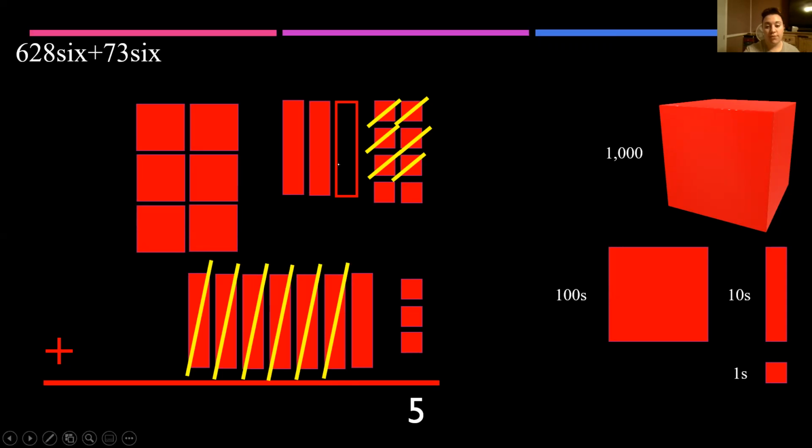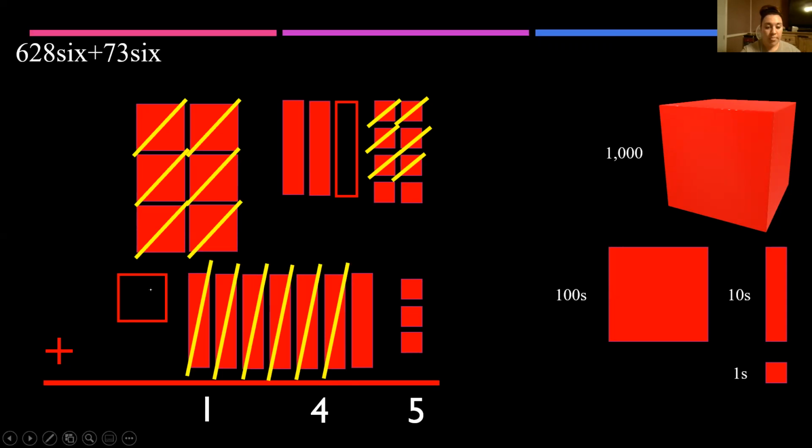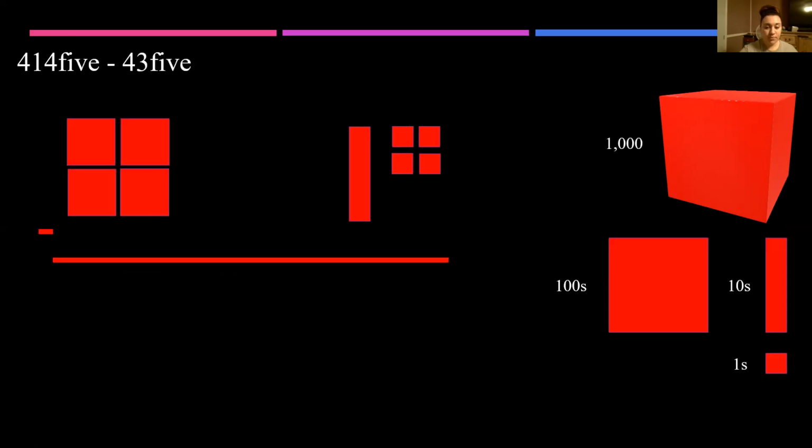1, 2, 3, 4. So we're going to drop our 4. We're going to carry our 1 over to the hundreds place. So now we've got 6 here, and we have a 1 remainder. So we're going to drop our 1, and we're going to carry the 1 over. So now in our thousands place, there's only 1, so we're going to drop our 1. So we have 1,145.